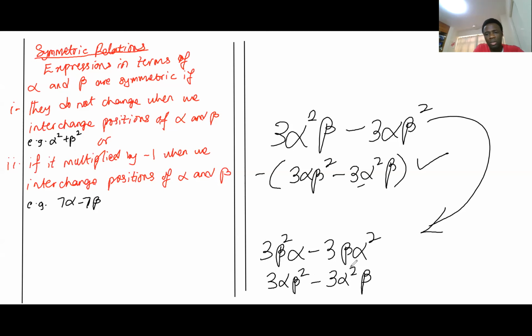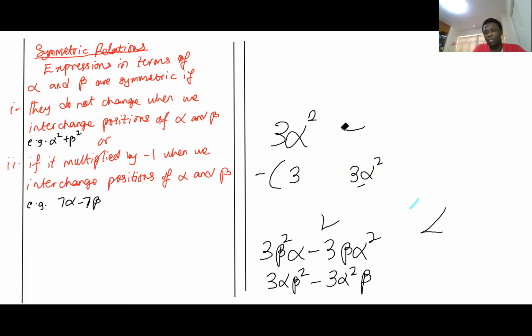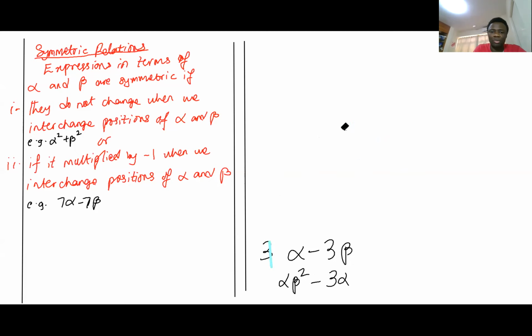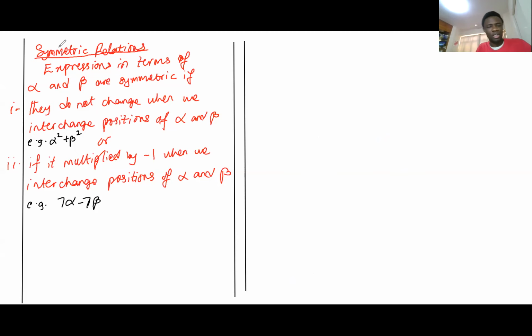Minus 3 alpha square. Isn't that what you have in this bracket? Yes. So, symmetric or not? It's symmetric. So we can make use of it as being symmetric. So now we'll be able to work out anything that we can see symmetry in.